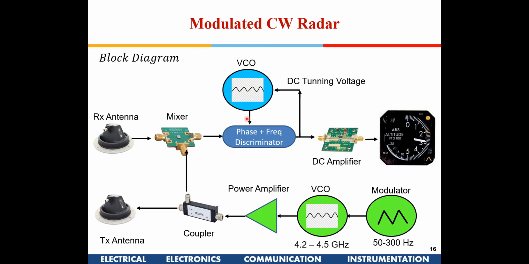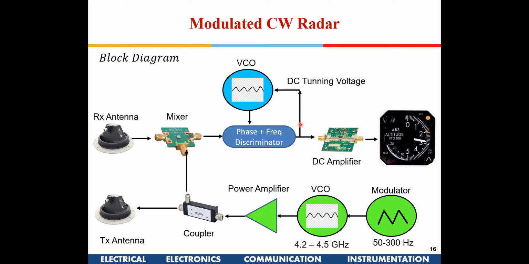Now it will compare this beat frequency with the frequency being given by the VCO, and if there is a difference in frequency and phase, a phase frequency discriminator will tune the VCO to this particular frequency. Finally this VCO and the beat frequency will be the same. So it is a closed loop system. The output of the phase frequency discriminator tunes the VCO, so ultimately we make the VCO oscillate at the same beat frequency which we are receiving.